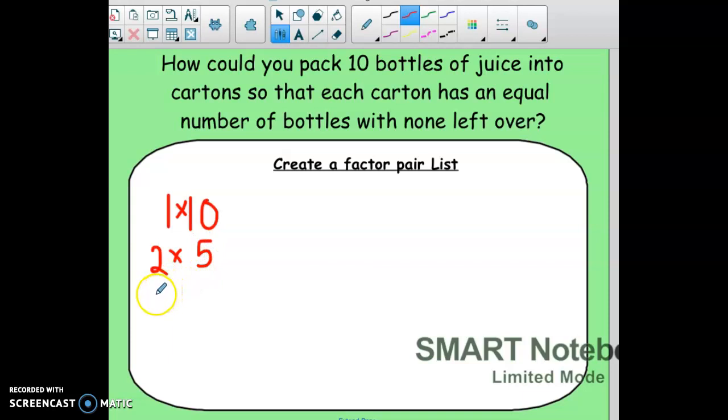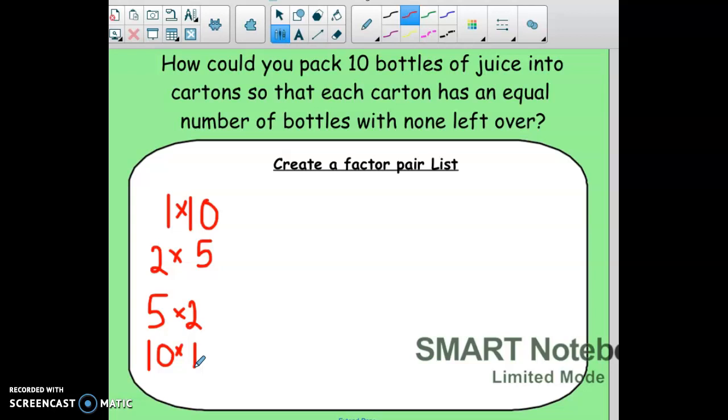3, no, 3 times 3 is 9, so it's not a factor pair. 4, no. 5. Now we're on our turnaround rules. 5 times 2 is 10, which means also 10 times 1 will give you 10. This is your factor pair list.